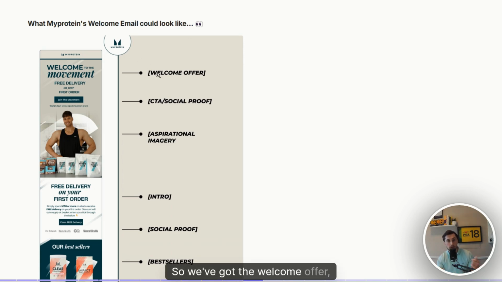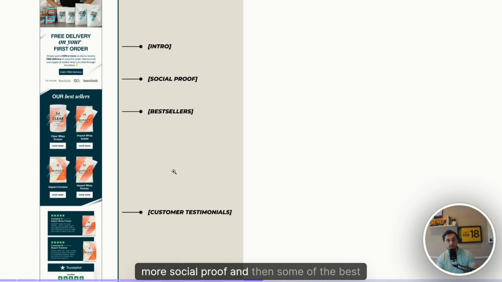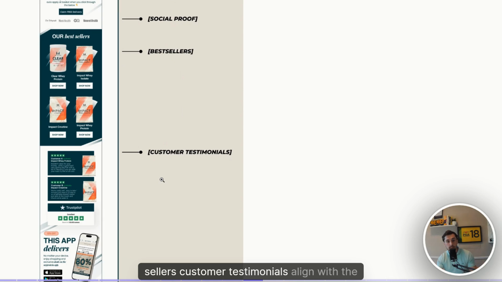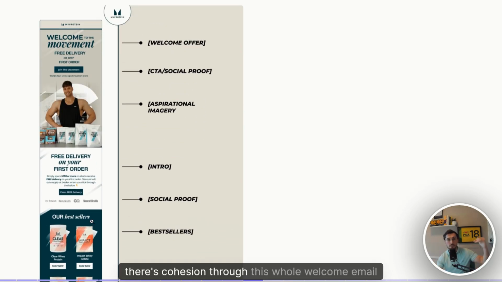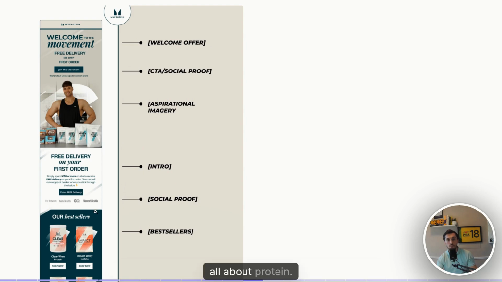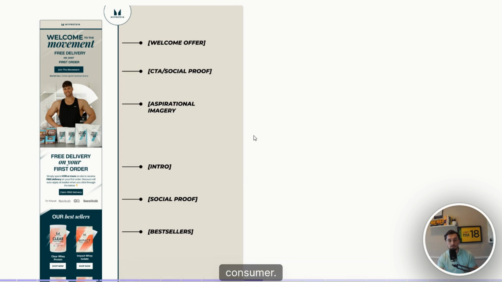So as you can see, we've created Myprotein's email here, welcome email number one. So we've got the welcome offer, the CTA, under the CTA the social proof, then aspirational imagery. We've got the intro, more social proof, and then some of the best sellers. Customer testimonials align with the protein. So as you can see here, there's cohesion through this whole welcome email, all about protein. And more often than not, this is going to convert a lot better than just a generic email that's not aligned to the preferences of the consumer.